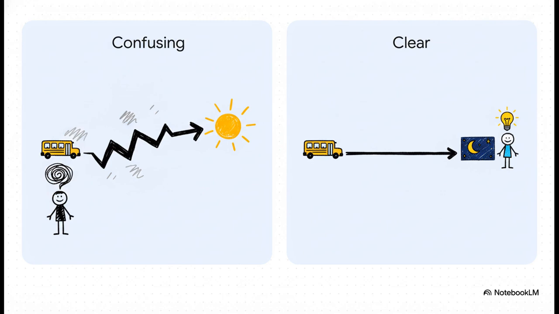Look at the confusing example on the left. It starts with, we were. Okay, so we're in the past. But then it jumps to, the sky turns, which is present tense. It's like it pulls your listener out of the story. But if you look at the clear example on the right, it stays consistent. The sky turned. Everything stays in the past, so the timeline is solid.